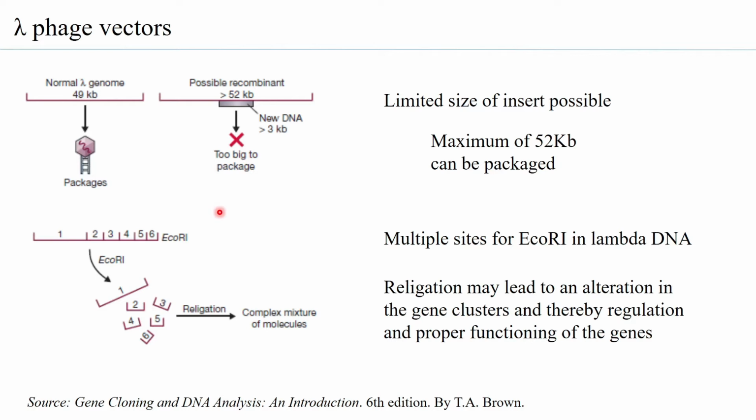And hence, having more than one restriction site in the lambda DNA is not a good prospect for a cloning vector. Therefore, one would have to ensure that you have minimum or only a single restriction site for a single restriction endonuclease. So that is something that needs to be modified again.